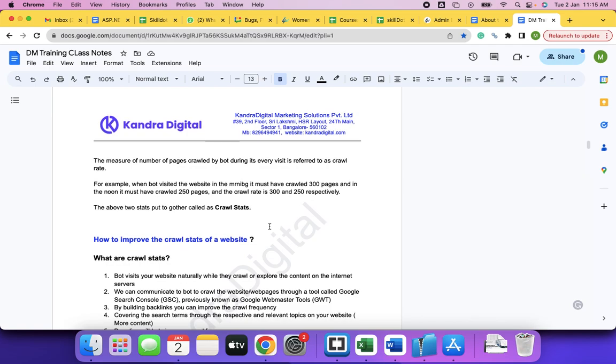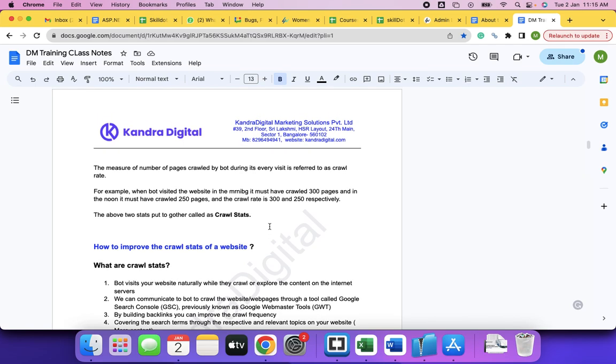And the click-through rate, how can we improve this click-through rate? If more people are clicking on it. See, let's say 100 people have seen your website on Google, and of these 100 people, 50 people have clicked on your results. The click-through rate is 50 percent, which is very high actually.